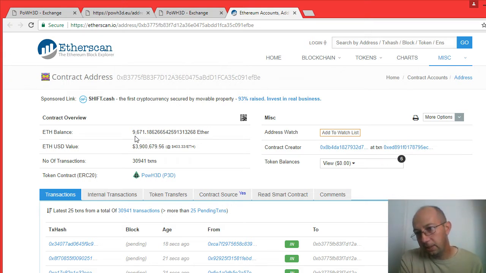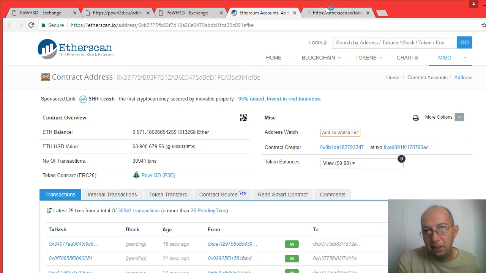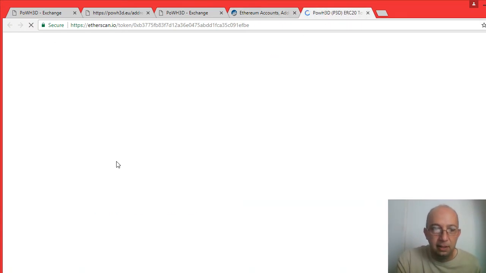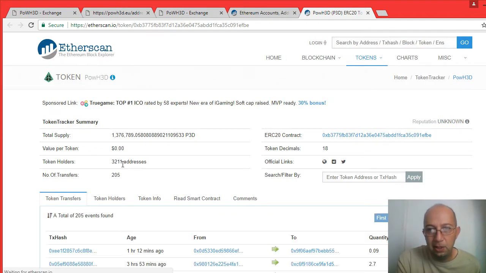If they tried to exit scam, they can't really exit scam. And here's the reason why. Let's pull this one up in a new link. There's 3,200 addresses of people that are taking part in this coin.